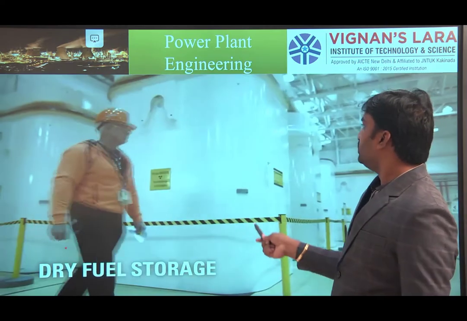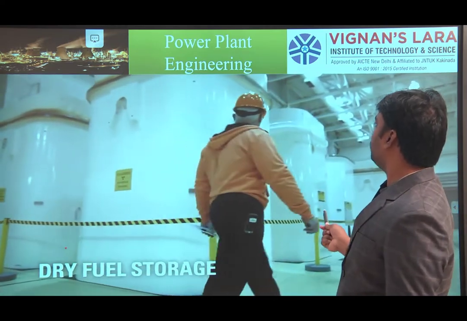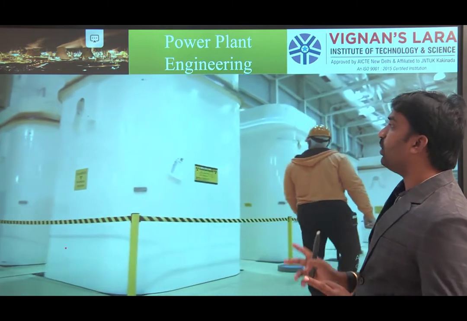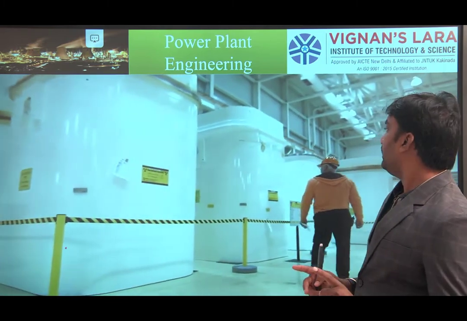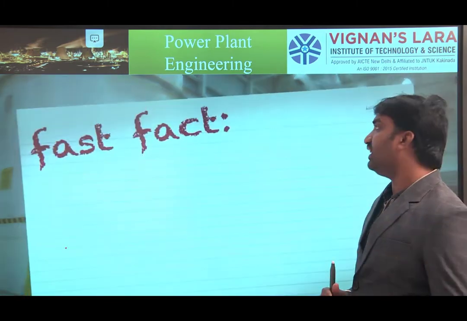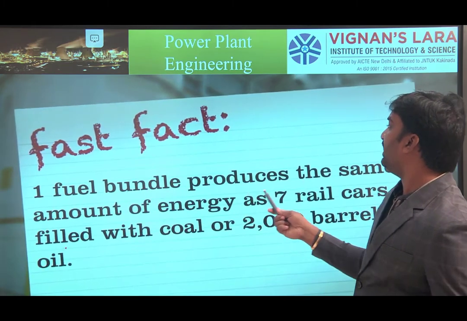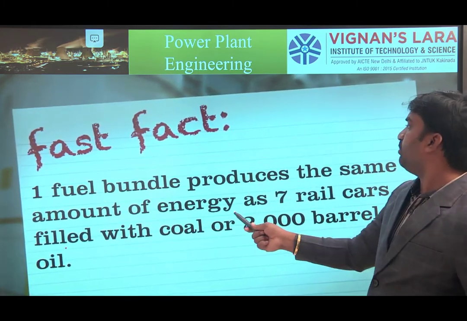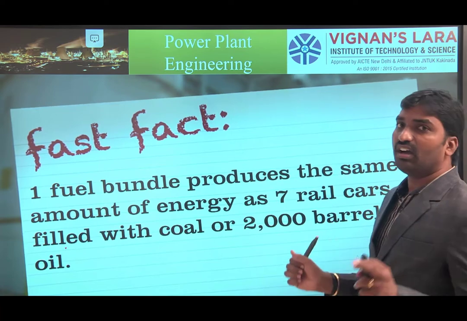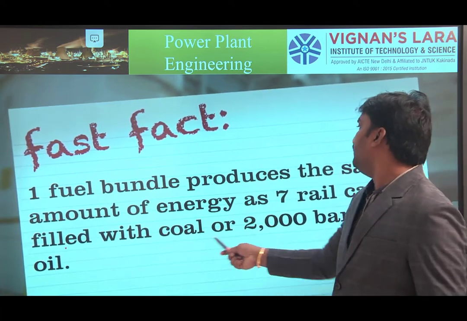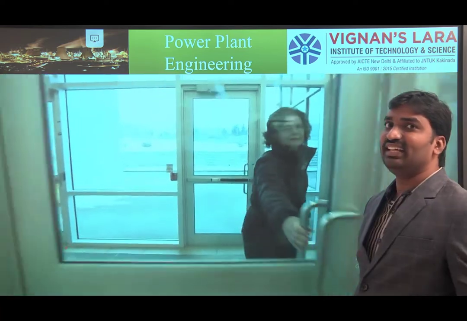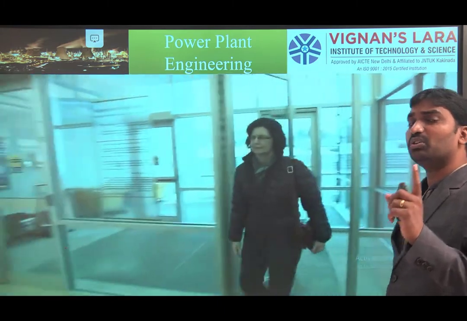Okay. So these are the dry fuel storage systems. They require continuous monitoring. Okay. A monitoring system is very much required here. And one fuel bundle produces the same amount of energy as 7 rail cars filled with coal or 2000 barrels of diesel. So one fuel bundle is equal to 2000 barrels of diesel.